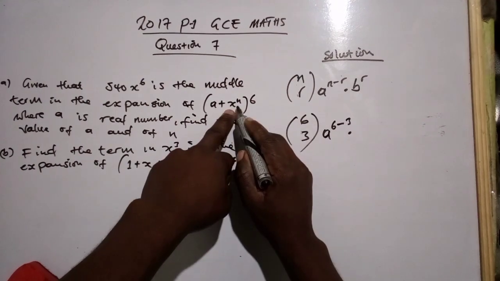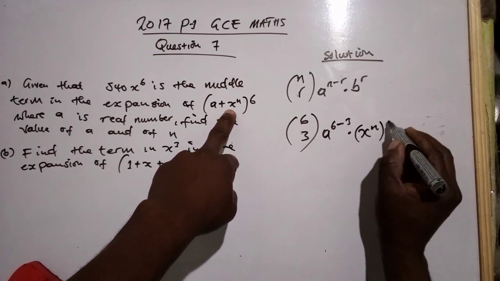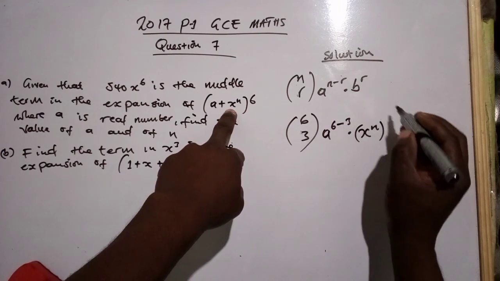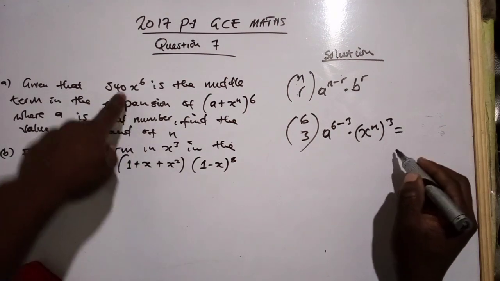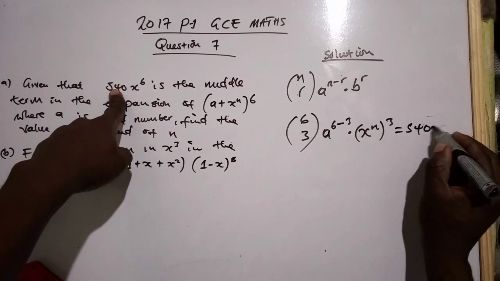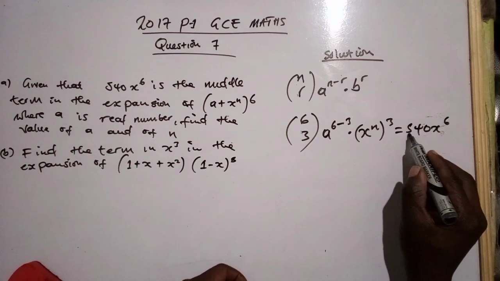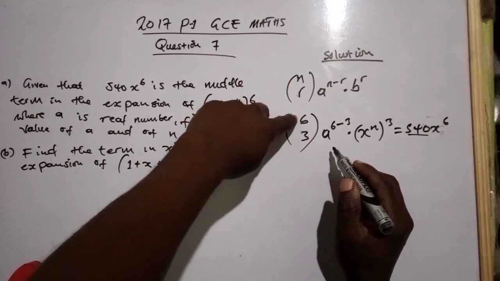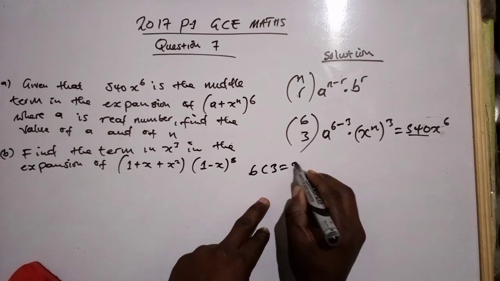Then where there is b, we have x to the power n, to the power r, which is 3. This should equal the term we have here, which is 540 x to the power 6. First of all, we have to ignore this number. So when 6 choose 3, the answer you are going to get is 20.